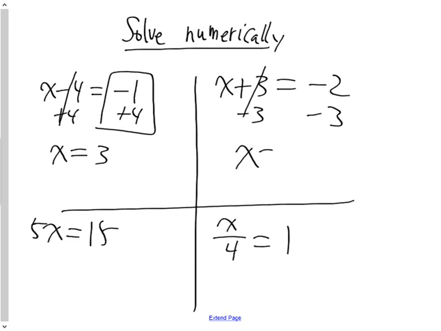And x is equal to the sum of negative 2 and negative 3. And what does a negative 2 and a negative 3 make? A negative 5. That's right. So our solution is x is equal to negative 5.